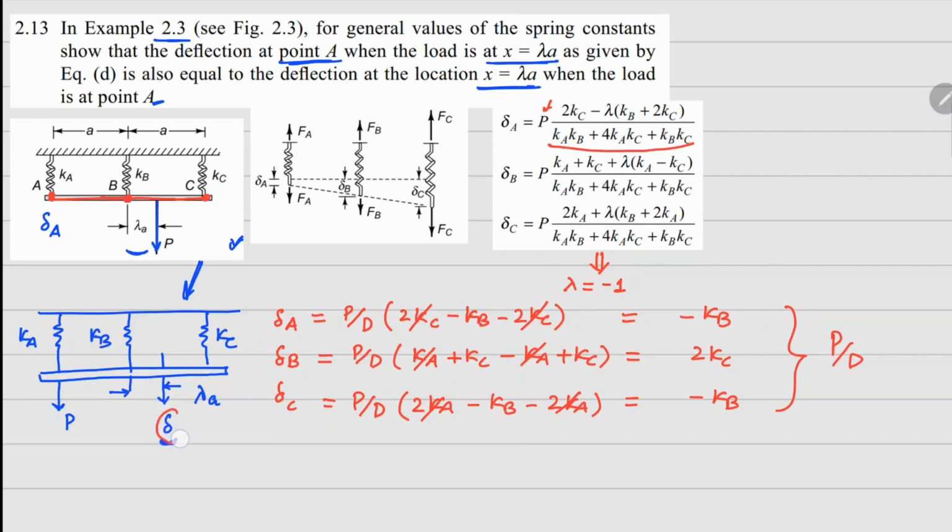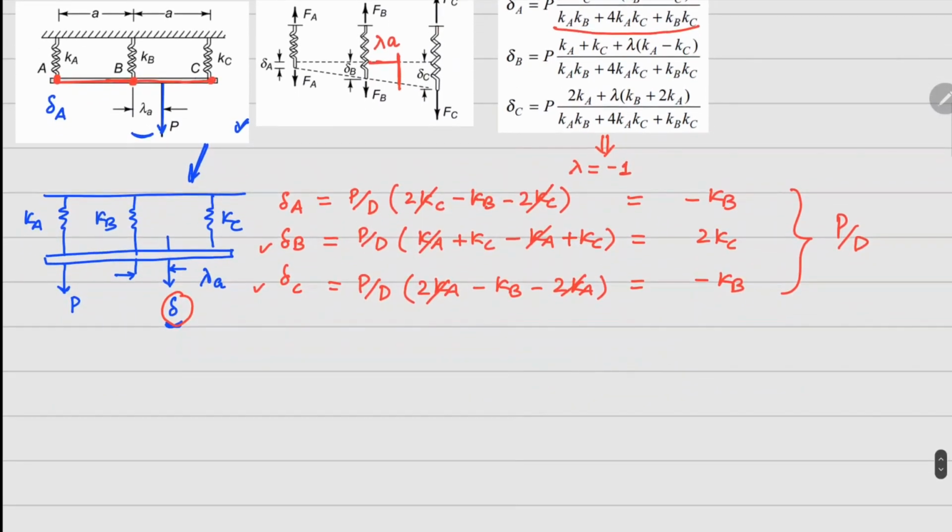Now this delta value is the value of displacement at a distance of lambda A from point B, right? So since we already know the values of delta B and delta C, we can interpolate between these 2 points and find the value of delta. So now if I separately draw this delta B and delta C here, this side is your delta B and this side is your delta C, and we are interested in delta right here, which is sitting at a distance of lambda A from point B.